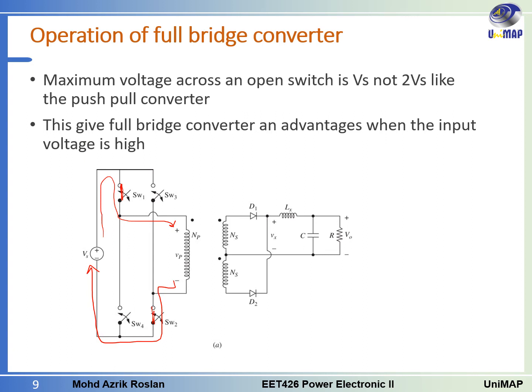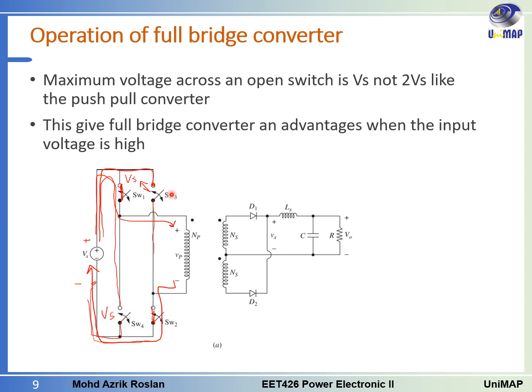But for this particular switch, we investigate switch number 3. At switch number 3, this point is connected to the Vs. And how about this point? This point will be connected to the negative terminal. So the voltage across this will be Vs. Same with this one. If you see closely, this point will be connected to the Vs positive, and this one will be connected to negative. So this switch also will experience the voltage of Vs. So this gives a full bridge advantage in terms of the rating of the MOSFET.